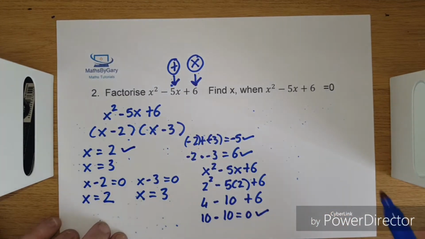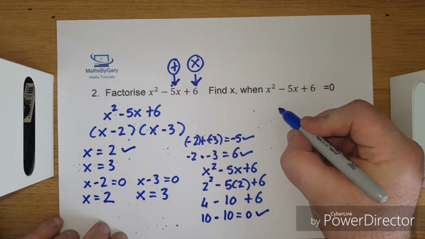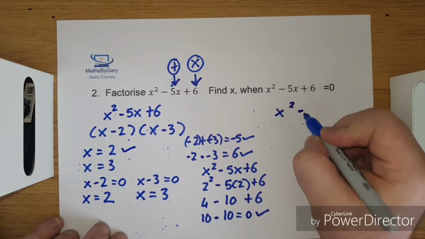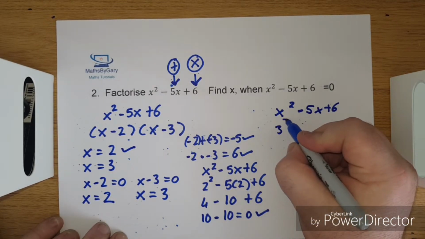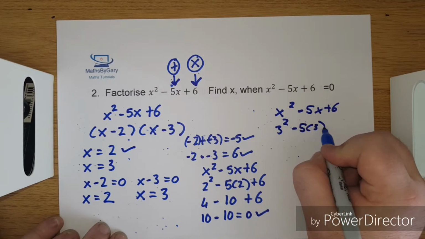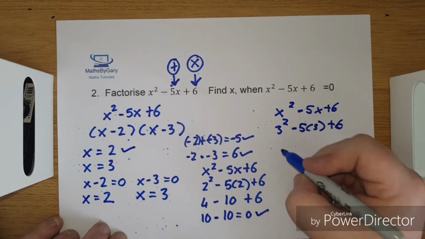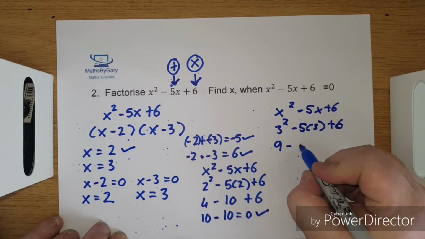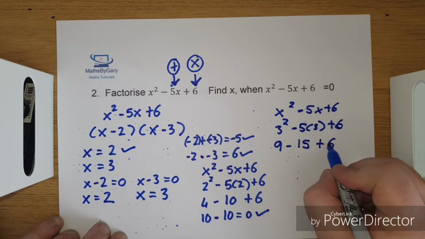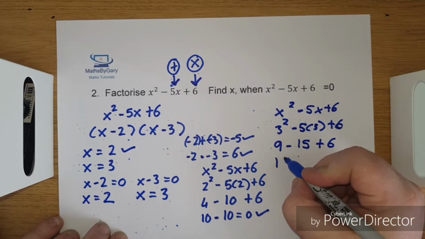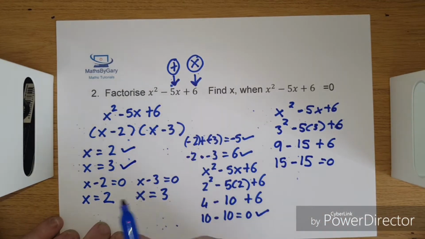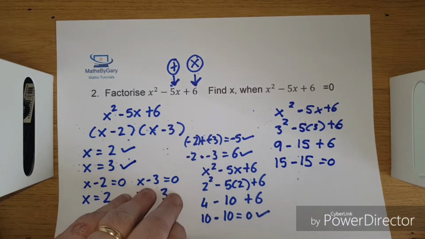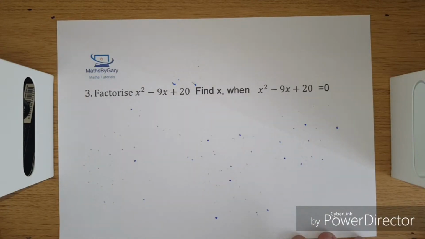We'll now check x equals 3. So we have x squared minus 5x plus 6. So 3 squared minus 5 times 3 plus 6. 3 squared is 9. 5 times 3, so it's minus 15. And then plus the 6. 9 plus 6 is positive 15, minus the 15, which equals 0. So there we go. It's also correct. It's also a root.